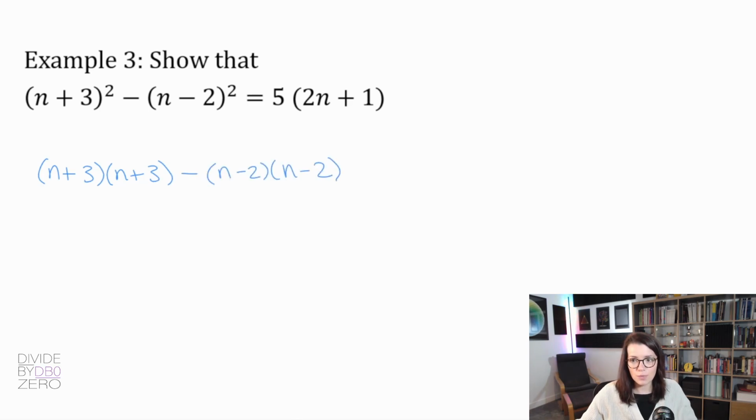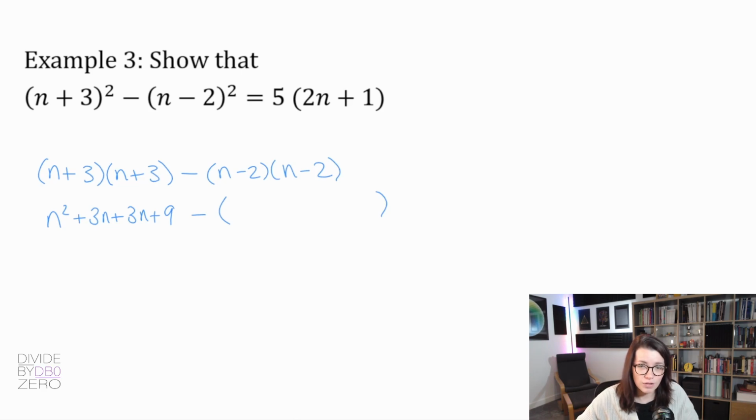So I'm going to start with the left-hand side and I'm going to expand those double brackets there. So let's use whatever method you're comfortable with. I personally use FOIL. So I'm going to go for n squared plus 3n plus 3n plus 9 minus, now this is quite important, to keep everything in brackets in that second set of double brackets because you do have a minus before.